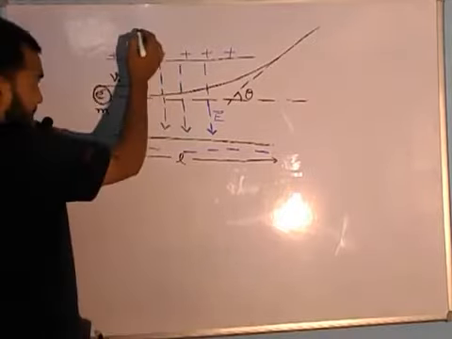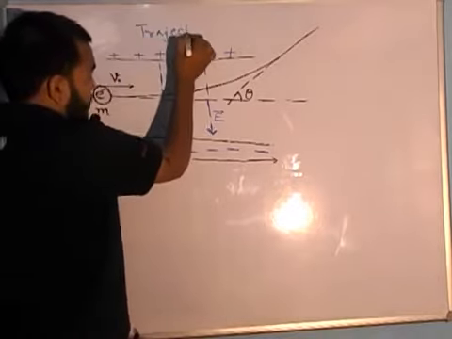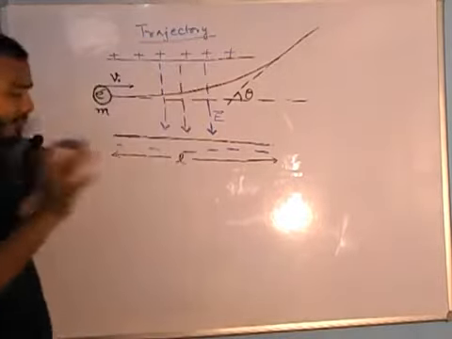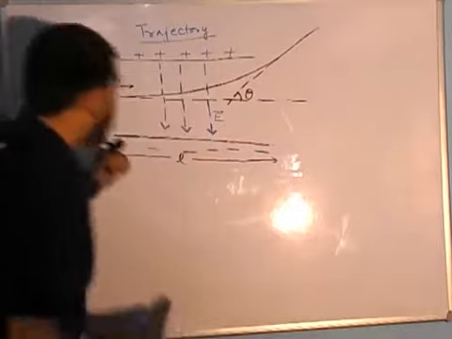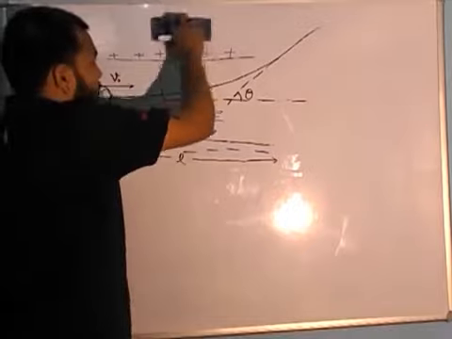What will be the trajectory? That is the path. What is the trajectory of this electron? That we have to find over here. So we are going to work out the trajectory of an electron in a uniform electric field.